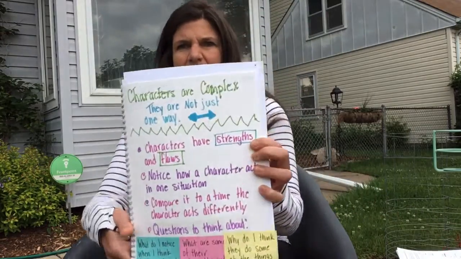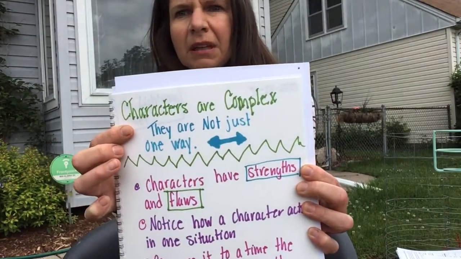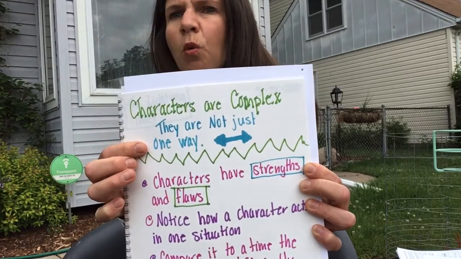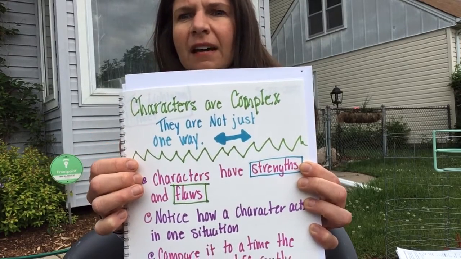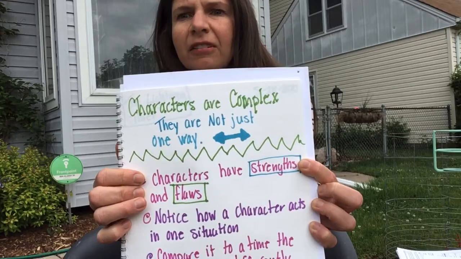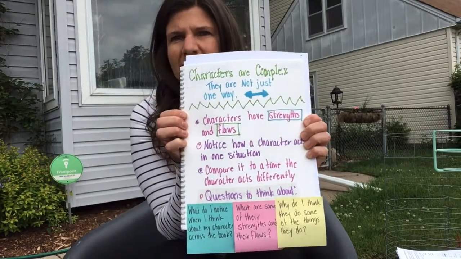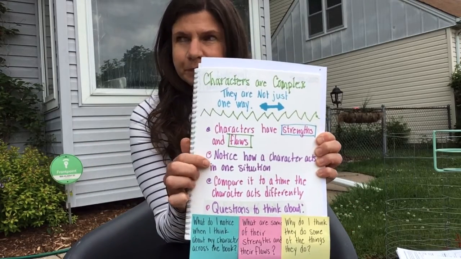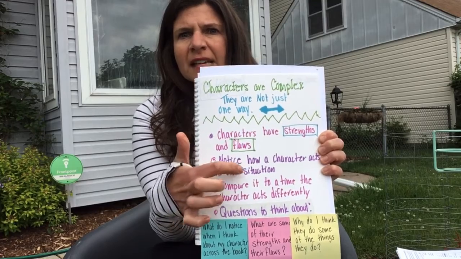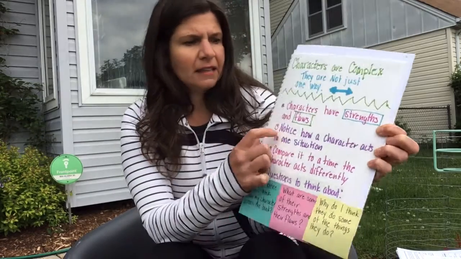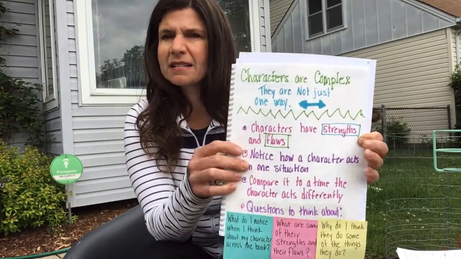They're complex, and if we take a look at our anchor chart, characters are complex. They're not just one way, okay? They have strengths and they have flaws. And one way we can see this is to notice how a character is in one situation, and then compare it to a time the character acts differently, because they don't all act the same. And there are some questions we can ask, okay?